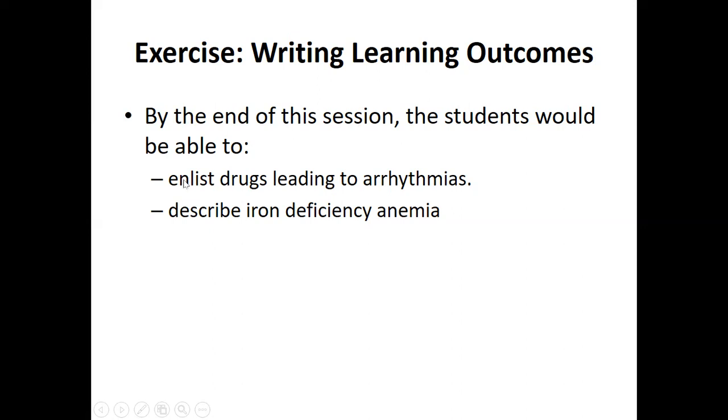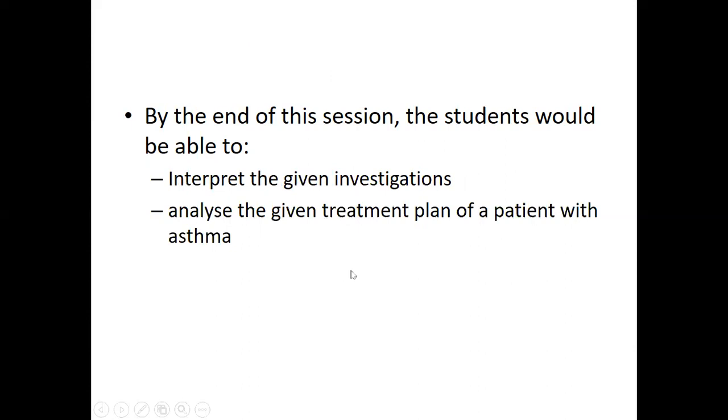Now here, this is the action verb. List drugs leading to arrhythmias. Leading to arrhythmia is the specific nature of that objective. And then another example: describe iron deficiency anemia. Again, this is very specific, which type of anemia and what to do with it. They have to describe. We do not only define the words iron deficiency anemia, they have to elaborate what we mean by iron deficiency anemia.